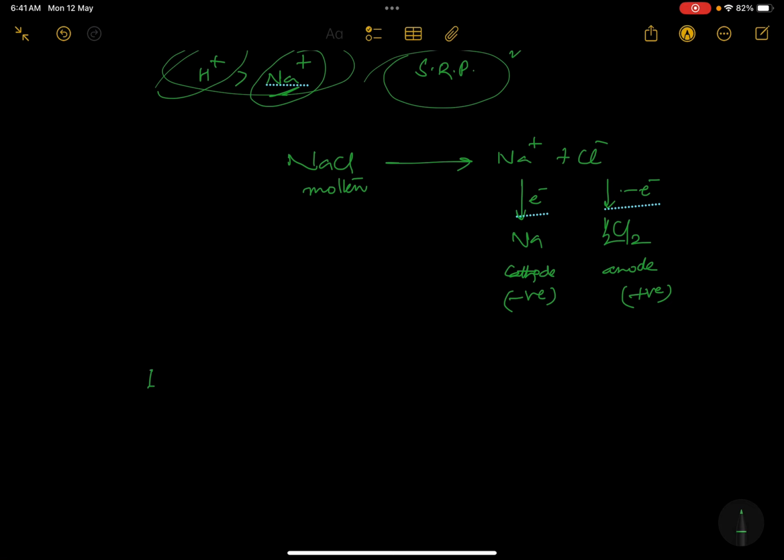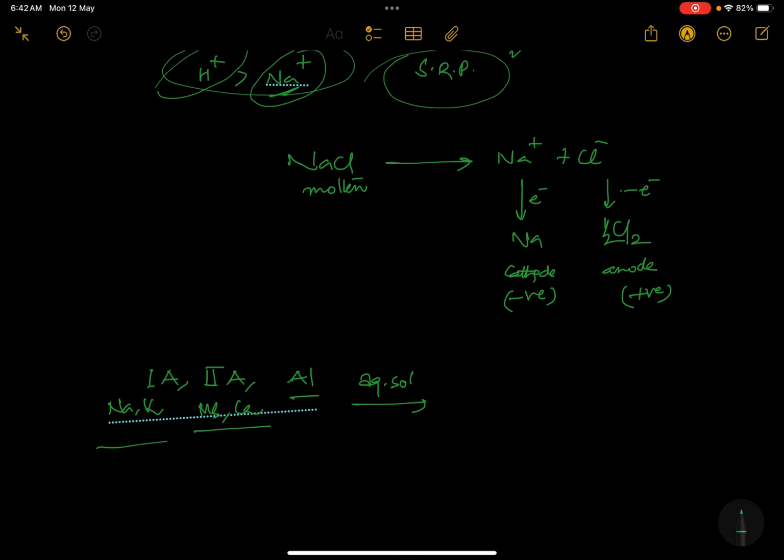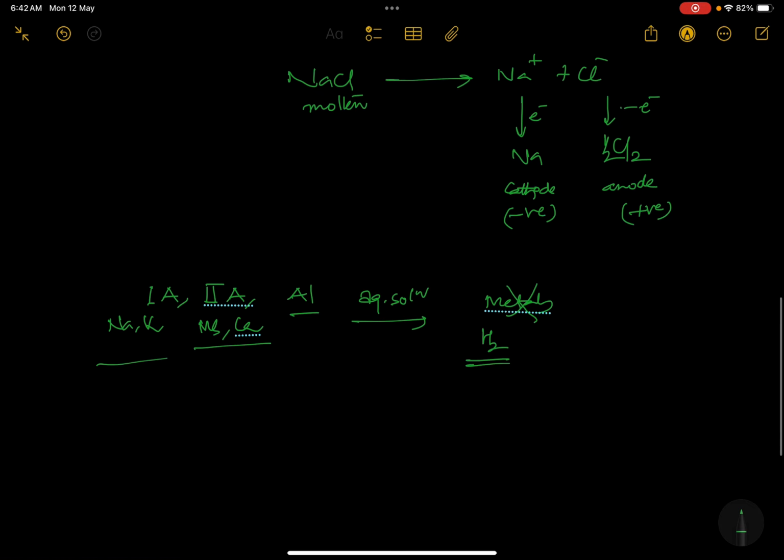For example, first group cations, second group cations and aluminium, meaning sodium, potassium and so on, magnesium, calcium, aluminium. When we are taking aqueous solutions of these, we don't get metals. Metals are not obtained. We will always get hydrogen. The reduction of sodium, potassium, magnesium, calcium or aluminium is not easy in the presence of H+. Instead of these, H+ will be reduced. That's why we should not use an aqueous solution if we want metals.